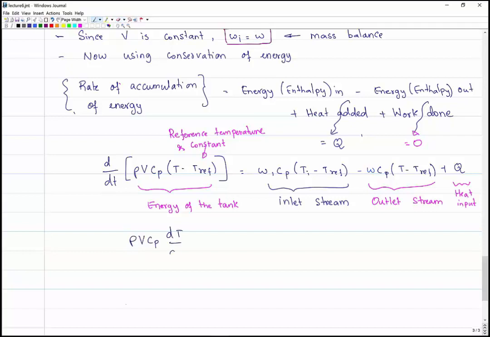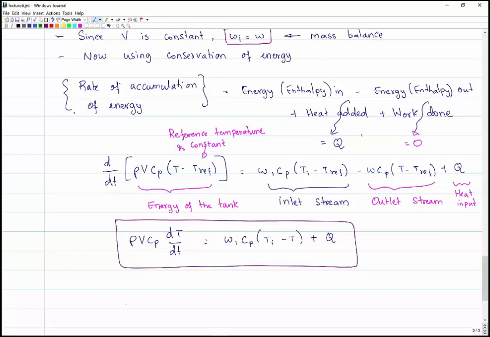Anytime you derive an energy balance equation, the final version of that equation should be independent of the reference temperature you have chosen. So if you end up with some remnants of reference temperature in the final equation, you have most probably made a mistake in deriving the energy balance equation.